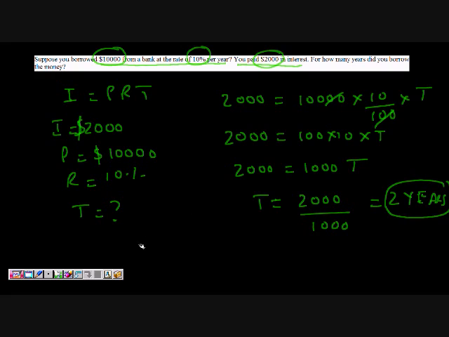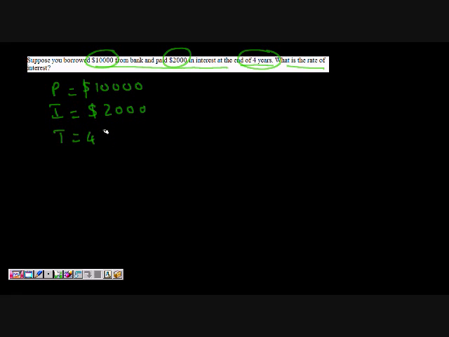Okay, let's solve one more problem. Suppose you borrow $10,000 from a bank and paid $2,000 in interest at the end of 4 years. What is the rate of interest? So we know the principal amount is $10,000. The interest I is equal to $2,000. That's the extra amount that you paid. And we have a time frame of 4 years. So you took 4 years to pay the $10,000 back with $2,000 extra. And we are supposed to find out the rate of interest. Rate of interest is equal to how much?